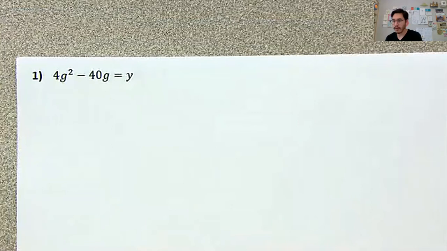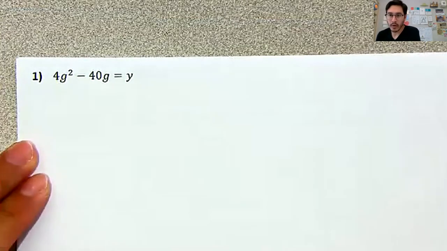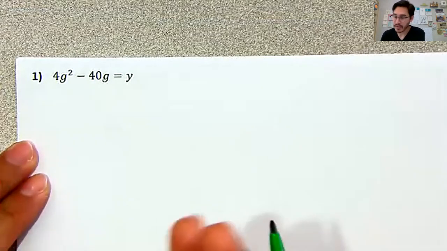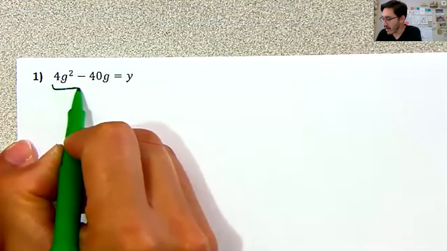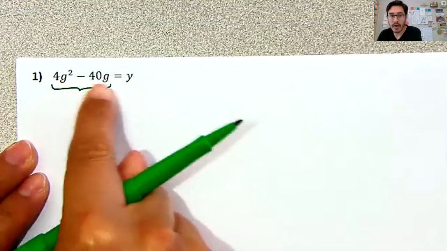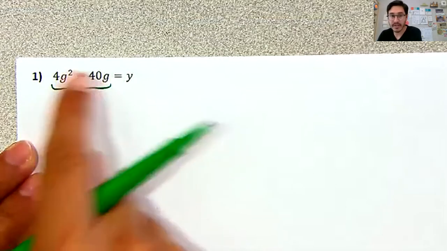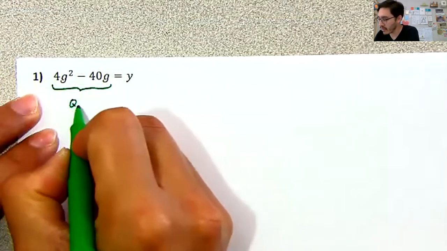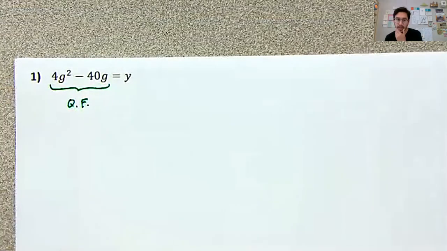All right. So first, let's identify the quadratic function. Quadratic functions have a second power to them. So I can see here I have 4g squared minus 40g. So this is my quadratic function. I'm just going to label it QF.